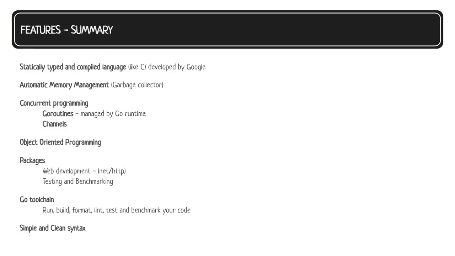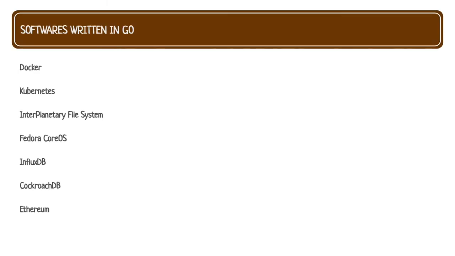Here is the summary of all features that we have discussed so far. To give you an idea about its usage, here is the list of some popular open source software, complete or part of it written in Go. Go can be used to create a wide range of software, including web applications, databases, DevOps tools, or distributed blockchain applications.